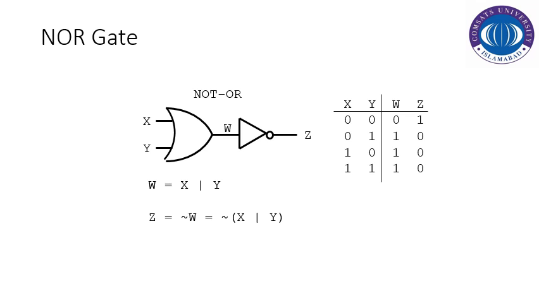So this is the representation here. W is equal to X or Y and Z is basically the inversion of the OR operation, which you can see from this truth table. You can see from these two lines here.